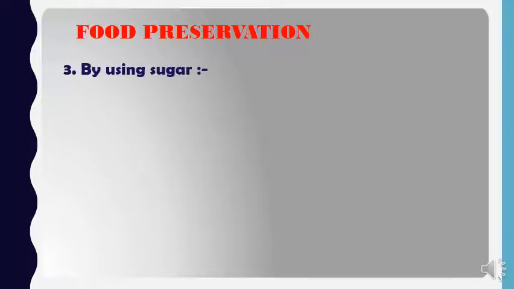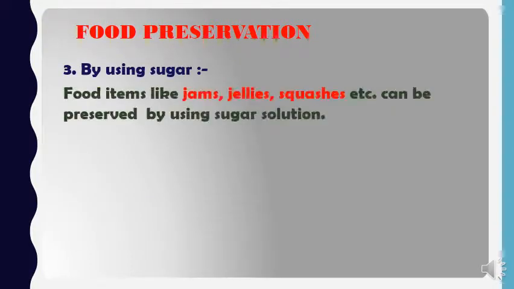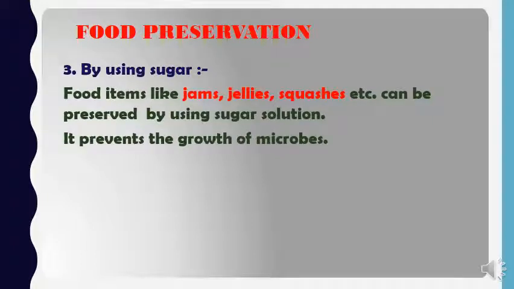The third method is known as using sugar. Again, food items like jams, jellies, squashes, Kinder Joy, and all the other things that you might be knowing, which are sweet in taste, well, they are preserved by the sugar solutions. It prevents the growth of microbes in them. The fourth technique is by using oil and vinegar.